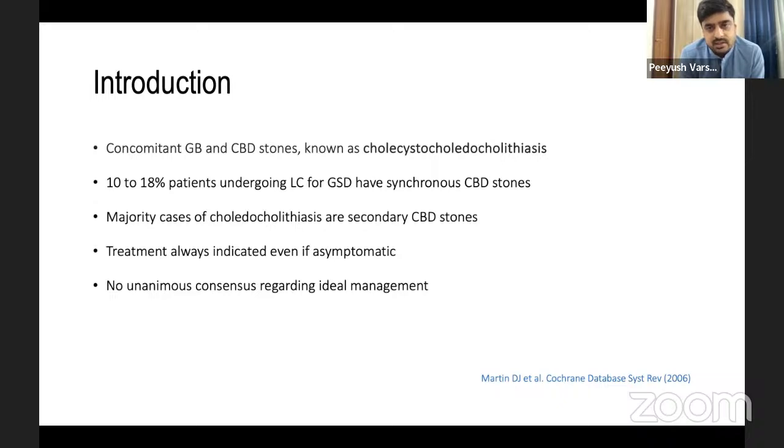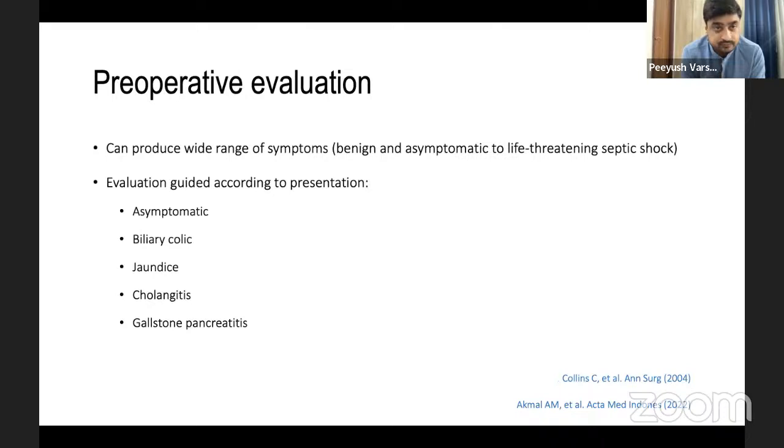There is a term which has been coined for combined gallstone and CBD stone, known as cholecystocholedocholithiasis. Around 10 to 18% of patients who undergo laparoscopic cholecystectomy are found to have synchronous CBD stones. They can be found either intraoperatively or preoperatively. The majority of them are secondary, and treatment is always required because they are prone to the risk of cholangitis and organ failure. Pre-operative evaluation has to be thorough because the presentation can range from asymptomatic to a life-threatening septic shock.